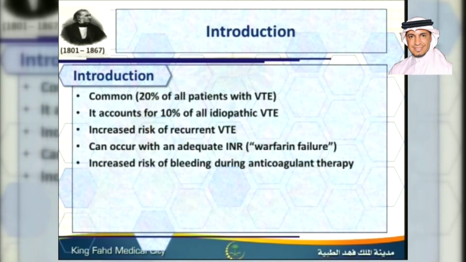If you have 100 patients with venous thrombosis, about 20% are attributed to malignancy, and about 10% are, as I mentioned, idiopathic VTE, and there is an increased risk of recurrence, which can occur even with adequate INR.